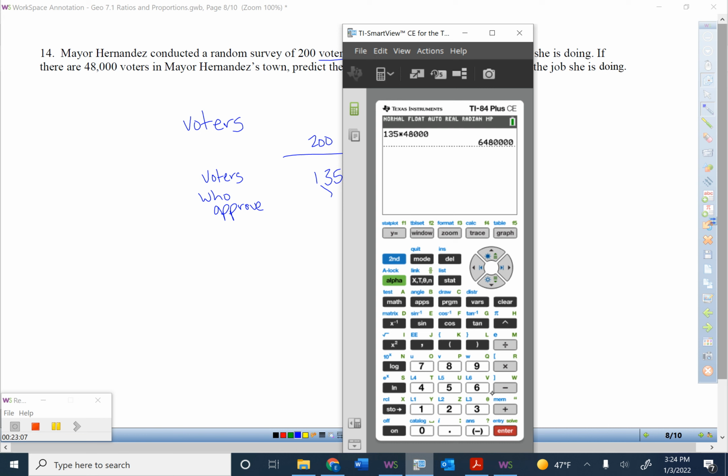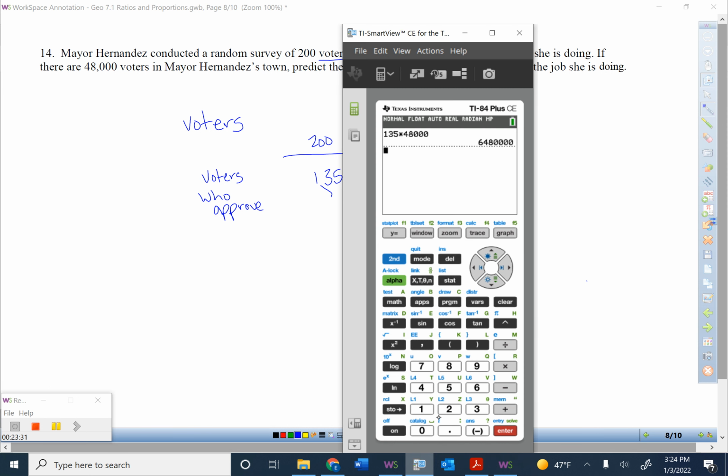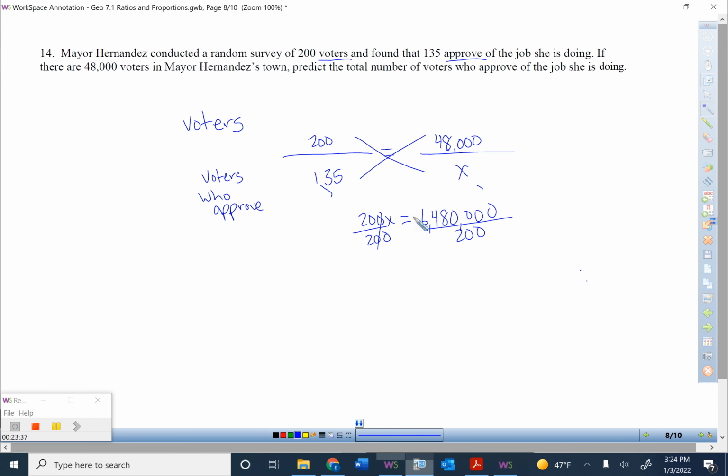which gives us 6,480,000. Okay, then we can divide that by 200. To get 32,400. And we're making sure it's reasonable. Okay, that number is smaller than 48,000 like it should have been. Okay, so we can go ahead and finish this out. Voters approve.